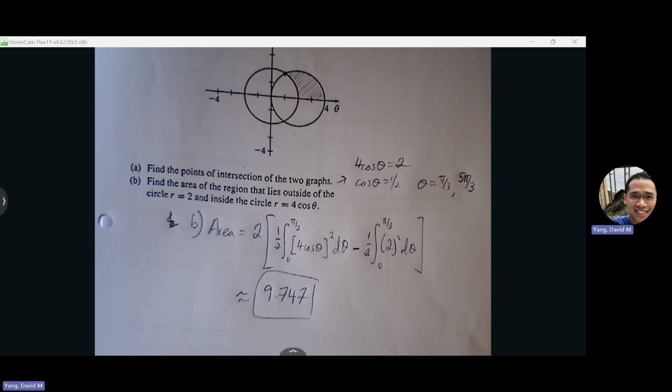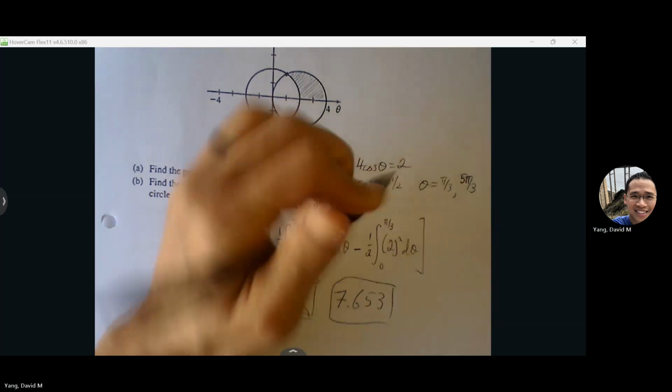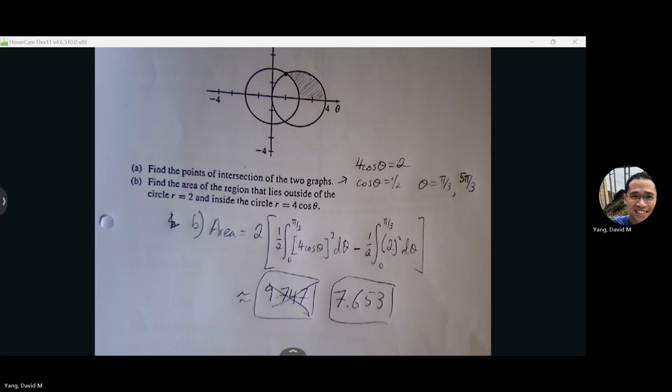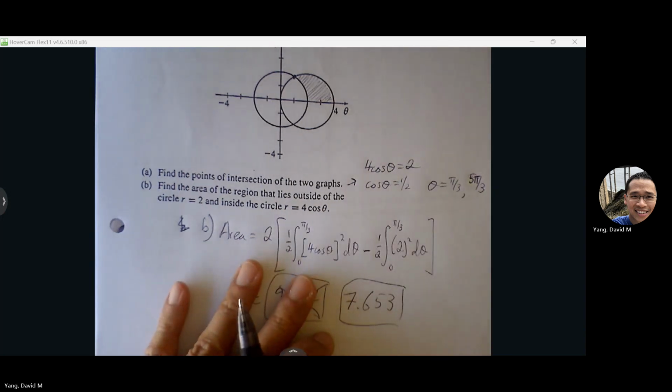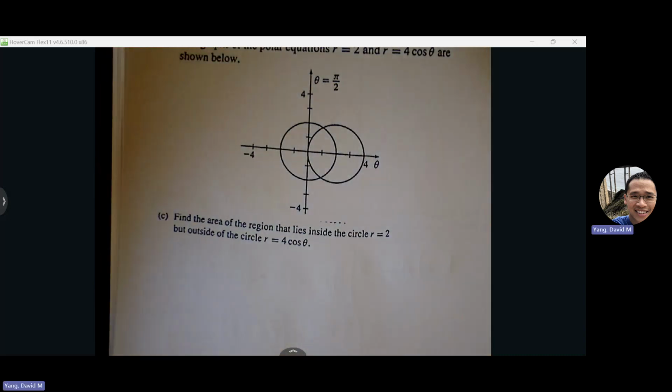Oh wait, hold on, I messed up. Sorry, seven. My bad. 7.653. Nice. Got to square that. Okay, flip over to page 60 and try part C and D. Or sorry, part C. There's no D.